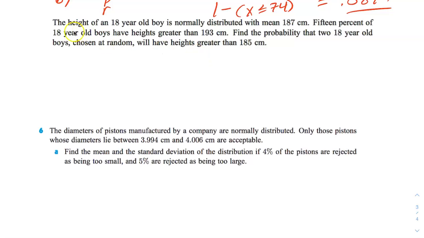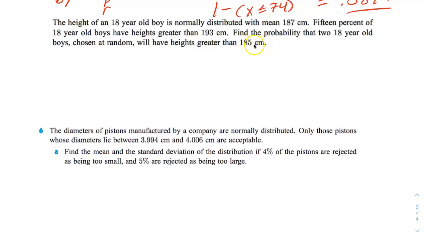Next one. The height of an 18-year-old boy is normally distributed with a mean of 187. 15% of 18-year-old boys have heights greater than 193. Find the probability that 2 18-year-old boys chosen at random will have heights greater than 185. So there's actually a surprising lot going on here. So we know 15% of 18-year-old boys have a height greater than 193. So I don't know what percentage of them have a height greater than 185.